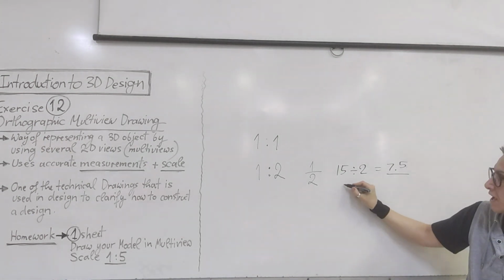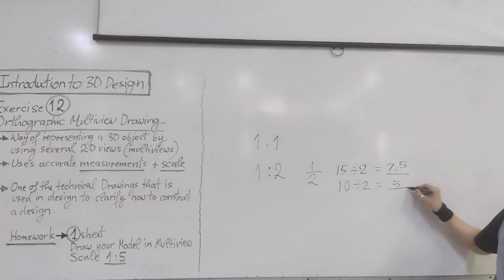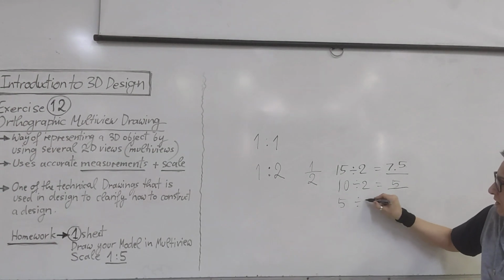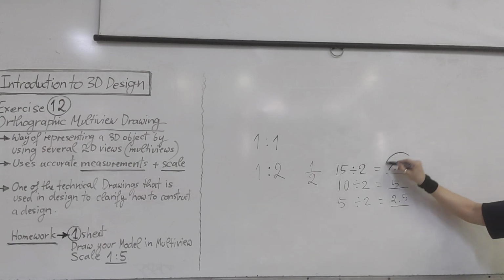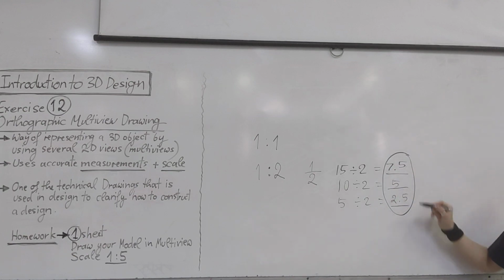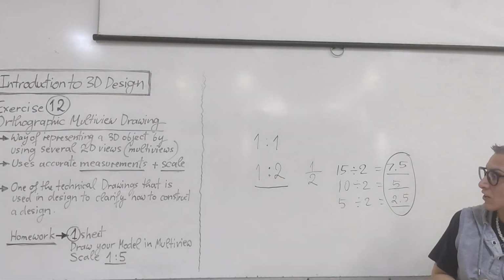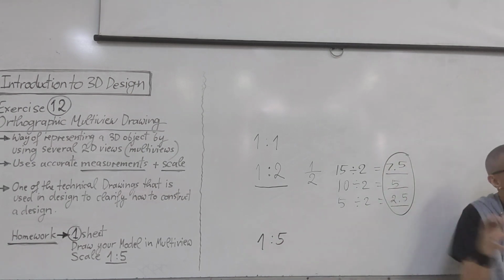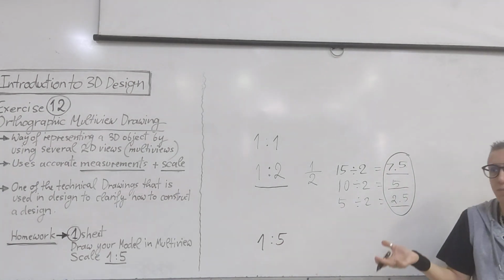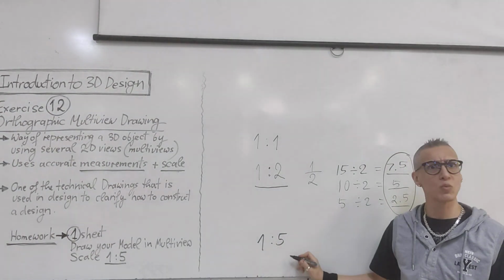The 10, how much will it become? 5 centimeter. The 5 centimeter becomes 2.5. So these measurements will be the ones on the paper if my scale is 1 to 2. Now, if I have a scale of 1 to 5, this means it will be even smaller. Sometimes you see scale 1 to 100, 1 to 1000.